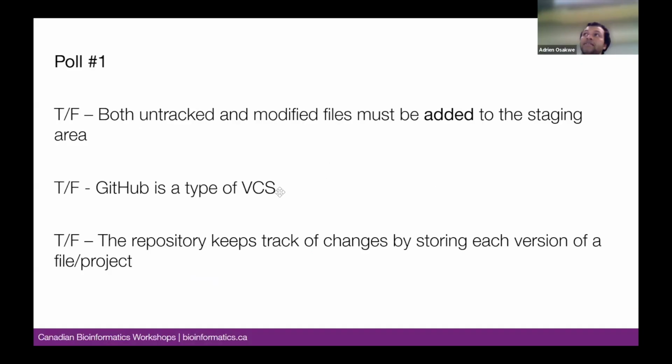Okay, the next true or false is: GitHub is a type of version control system. Who thinks this is true? Who thinks it's false? Great, it's false. GitHub is the server that provides access to Git remotely. Git itself is the version control system.